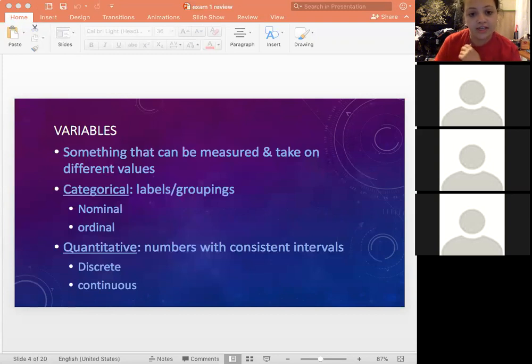Discrete means that they can only take on a set number of values. That's anything that can't be split up, maybe. So people, cars, those would be discrete quantitative variables. And then continuous variables are going to be variables that can take on any value on the number line. So a lot of measurement variables such as weight, height, centimeters, inches, any of that, those are usually going to be continuous variables.